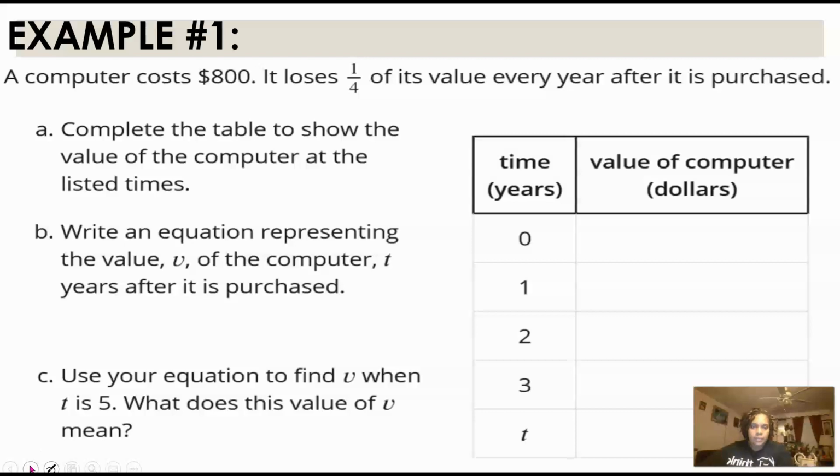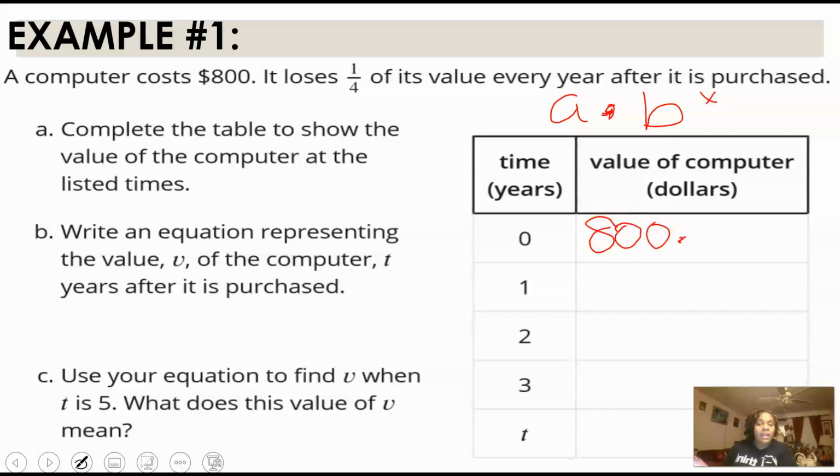So 800. So here's how this is going to be set up. Remember, I told you we're going to use the equation a times b to the x, okay? So the initial value is 800. The rate here is 1/4, okay? So we're not going to use 1/4. We're going to use what's left over. So what is left over after it loses 1/4? What is left over? Which is 3/4.